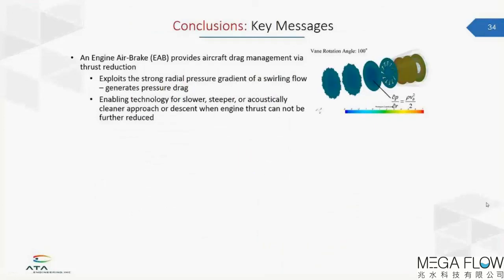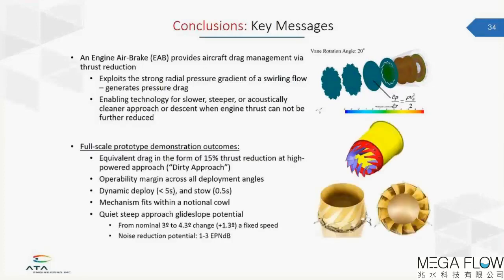I just wanted to leave with a few key messages. First, an engine air brake is a device that would provide aircraft drag management via thrust reduction. And the idea is to take advantage of the fact that swirling flows have low pressures in their cores. So you get equivalently what we'd call pressure drag. And I'd like to leave you with the idea that it would be potentially an enabling technology for slower, steeper, or acoustically cleaner approaches or descents when engine thrust can't further be reduced.